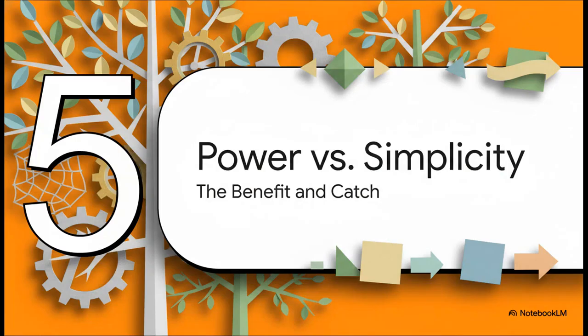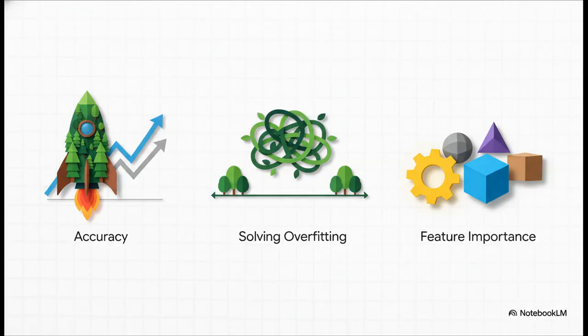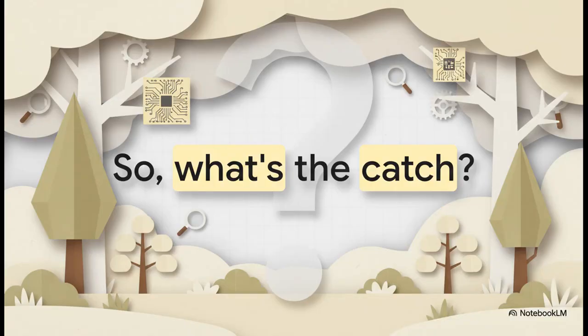Simple as that. Okay, so we've pretty much seen how random forests are this awesome solution to that big overfitting problem. They are incredibly powerful, and this is a big but, all that power comes at a cost. There's a major trade-off you have to make. So let's just quickly run through the good stuff again. First, you get a huge boost in accuracy and performance. Second, you basically solve that overfitting problem we talked about. And third, as a nice little bonus, the model can actually tell you which of your data features were the most important for making its decisions. It sounds almost too good to be true, doesn't it?